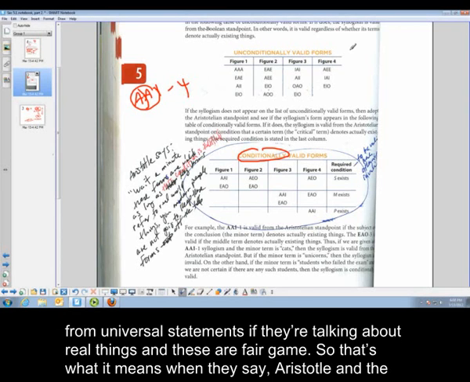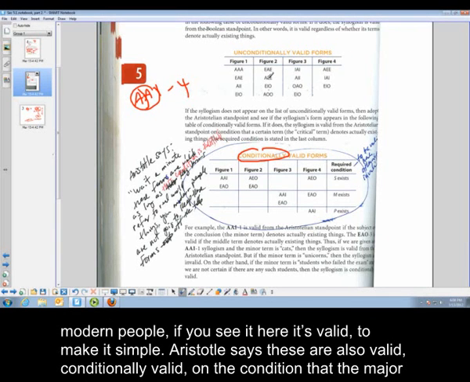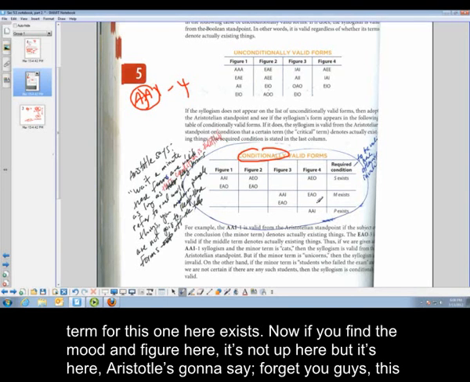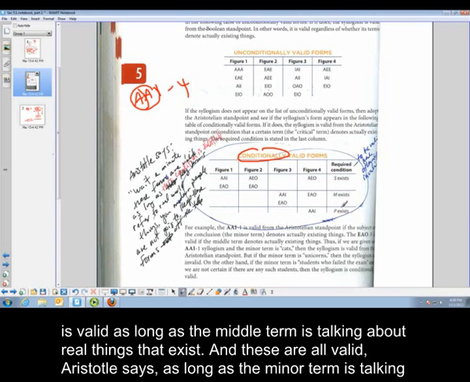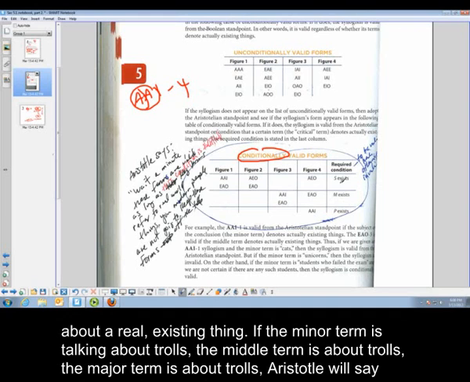So that's what it means when they say, Aristotle and the modern people, if you see it here, it's valid, okay, to make it simple. Aristotle says these are also valid, conditionally valid, on the condition that the major term for this one here exists. Now if you find a mood and figure here, it's not up here but it's here, Aristotle's going to say, forget you guys, this is valid as long as the middle term is talking about real things that exist. And these are all valid, Aristotle says, as long as the minor term is talking about a real existing thing.